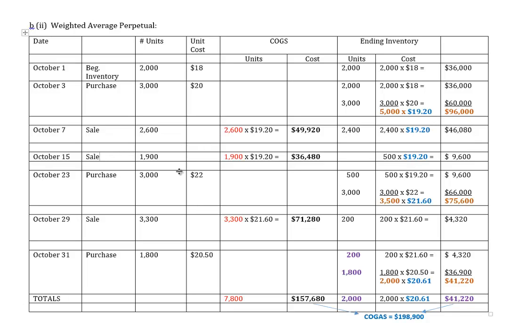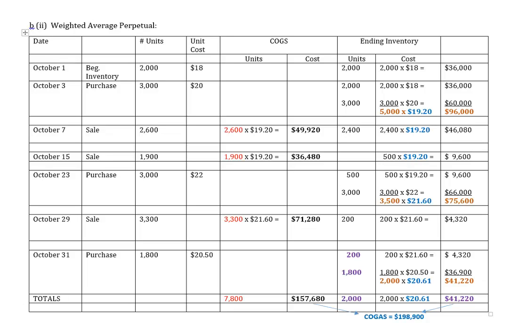So now, on October the 15th, another sale. So 1,900 sold again. I don't care which ones they are. I just know I'm taking 1,900 out at the most recent weighted average cost, which is $19.20. So I'm going to have a cost of goods sold on that sale of $36,480. And now of the 2,400 I had, I sold 1,900. So I've got 500 left at that weighted average cost of $19.20. So that gives me ending inventory of $9,600.